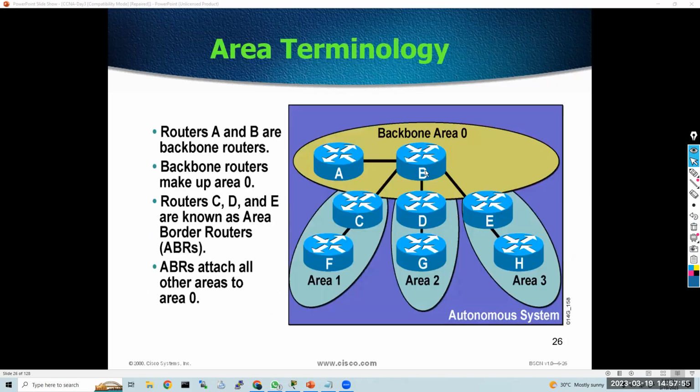Okay, so same thing, I think I told you, right? This is a backbone area, this is how the topology looks like, guys. So can we jump to the lab now?